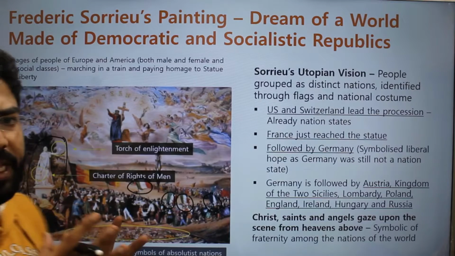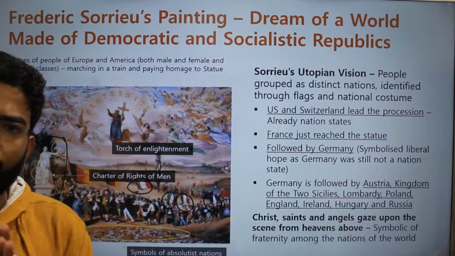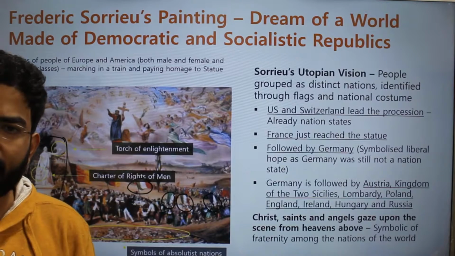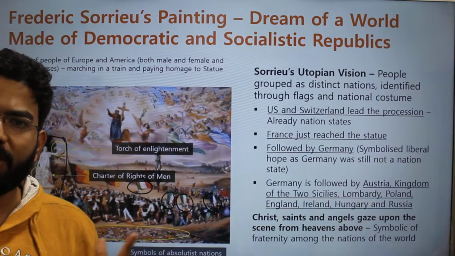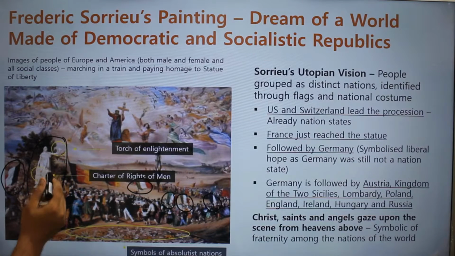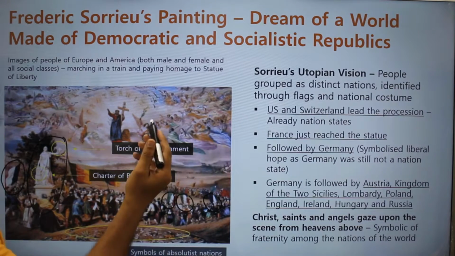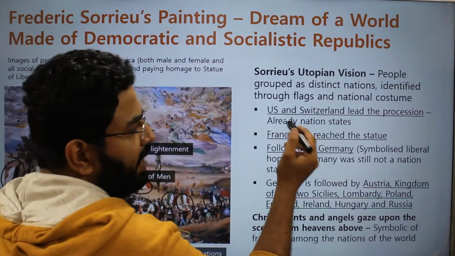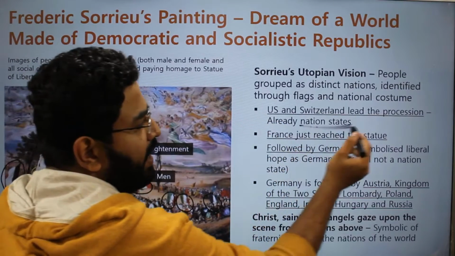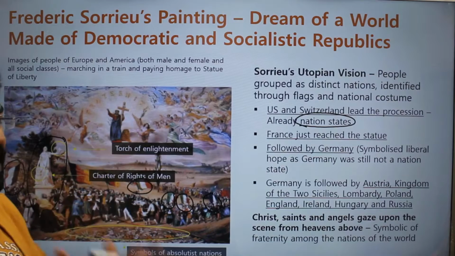He's saying that nations have to move one by one towards the ideals best described by the Statue of Liberty, having the torch of enlightenment in one hand and the Charter of Rights, the fundamental rights, in the other hand. In this utopian vision, Sorrieu said that the nation state should be a concept that people should think about.